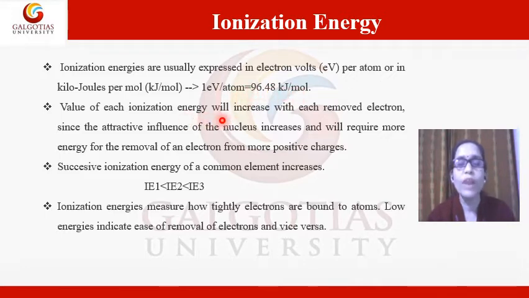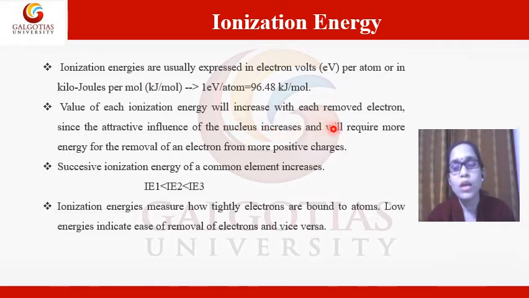The value of ionization energy increases with each removed electron, since the attractive influence of the nucleus increases. What happens here? When we remove the electron from the valence shell, and then the second electron, the number of electrons decreases but the nuclear charge remains the same. So the effective nuclear charge increases and the electronic repulsion decreases. Because the number of electrons decreases, the repulsion decreases, and as the repulsion decreases, the effective nuclear charge increases.